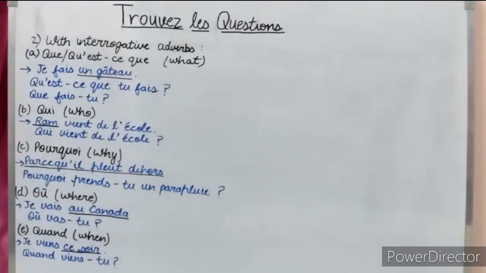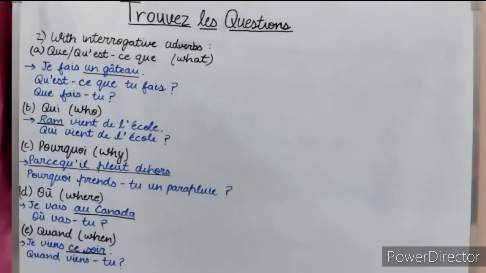Why do you take an umbrella? When I ask you why do you take an umbrella, the answer would be that it is raining outside. So this would be the answer for that particular question. Here parce que is used, which means because. So the question would be made with pourquoi.